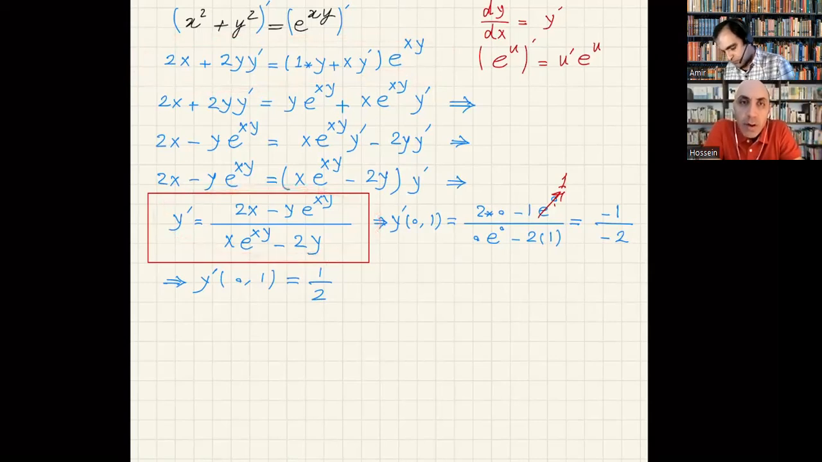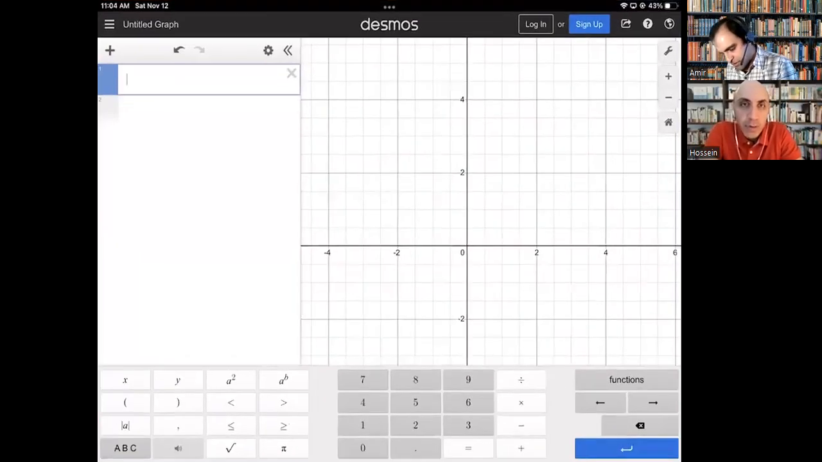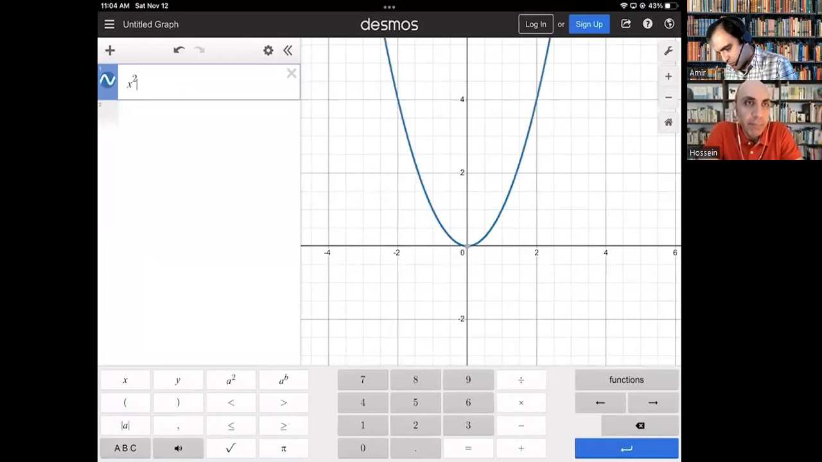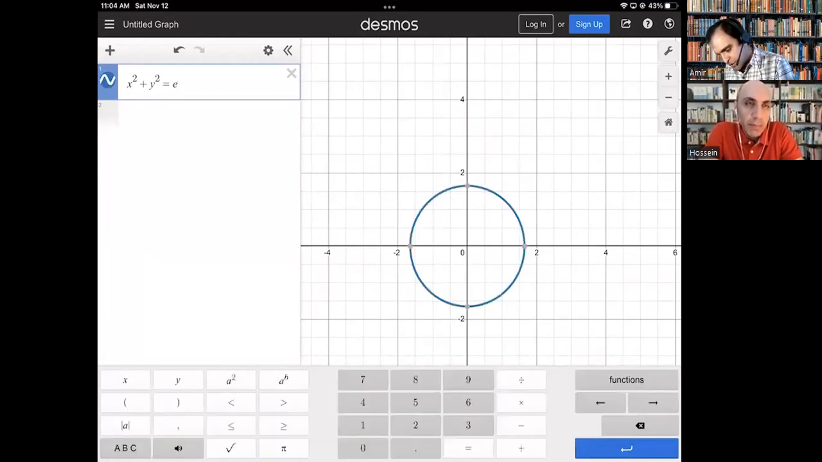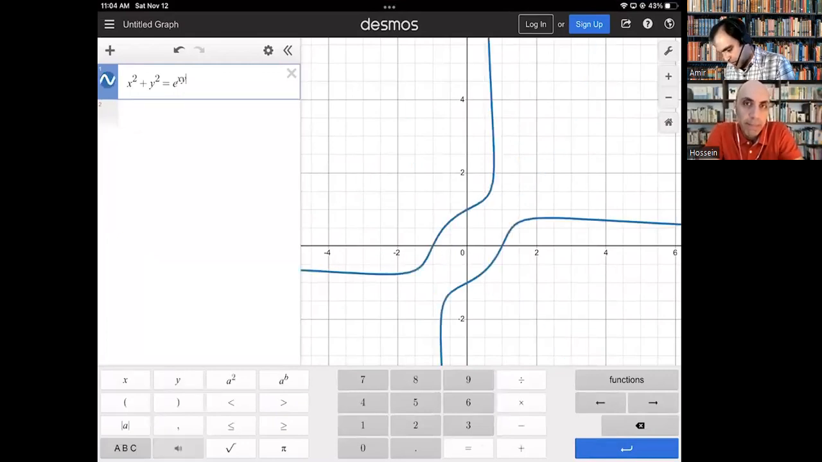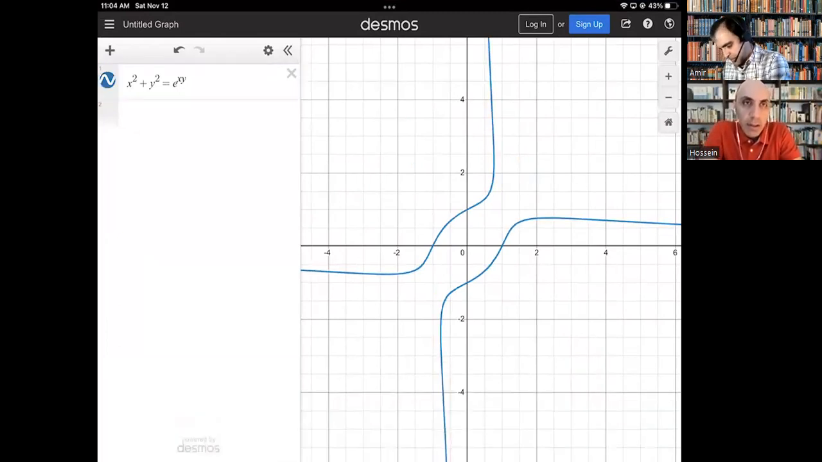So Amir, can you also maybe use Desmos to draw this function and show what you obtain here? Maybe a visual representation would help the viewer. Sure. X squared plus y squared equals e to the power of xy. That's the function, right? Let me just take a screenshot here.